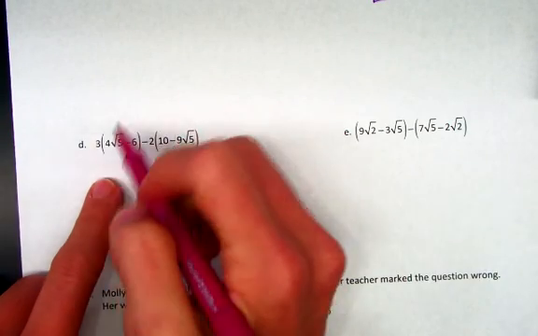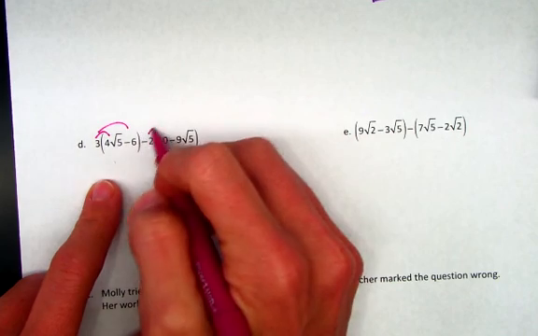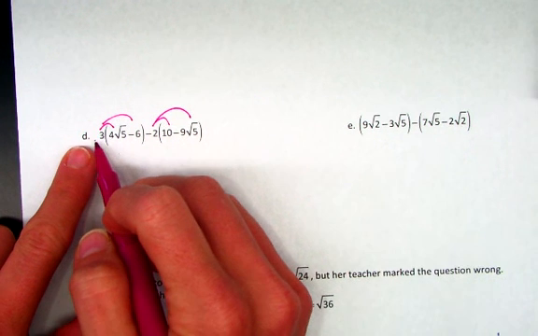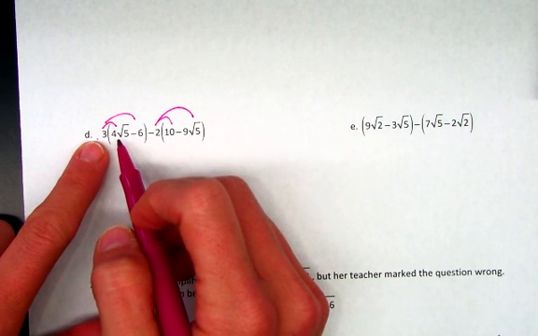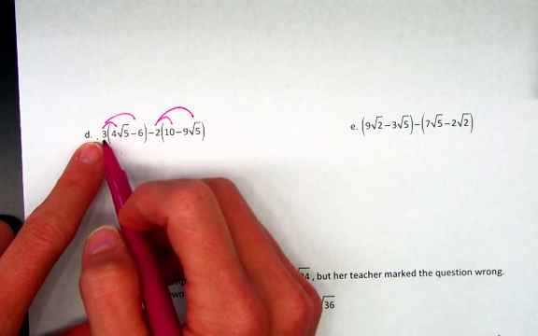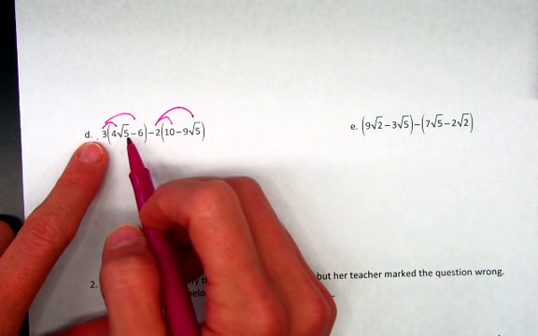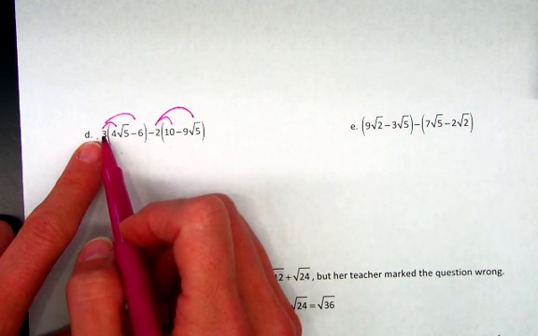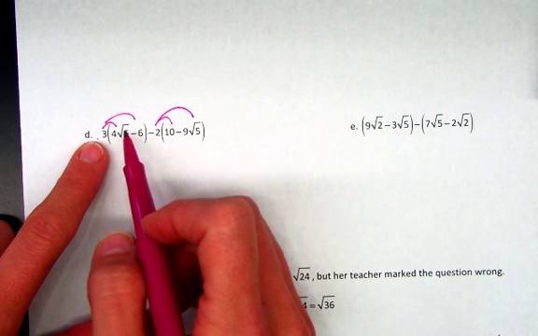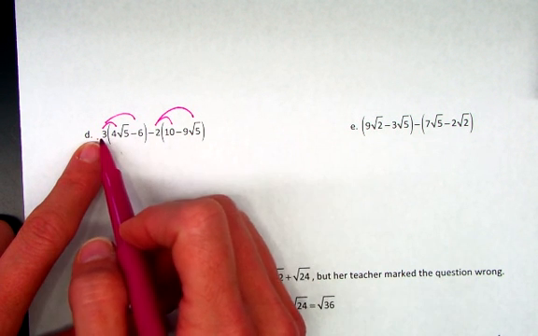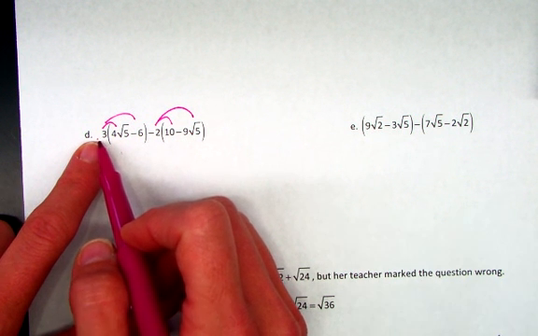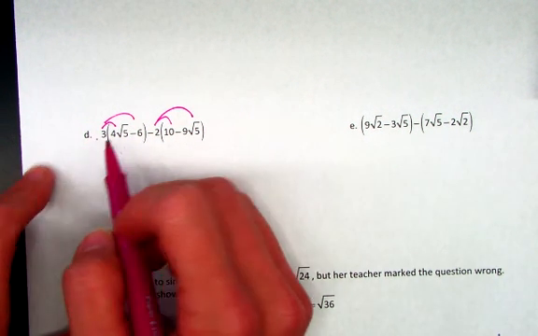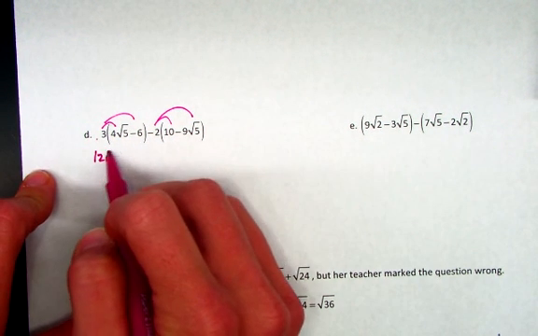For D, we need to distribute first. When we distribute, notice that this is one number. This number is 4 root 5. The only number that you are going to multiply 3 by is the coefficient of root 5. So think about this as almost like 3 times 4x, because the root 5 can't be multiplied by 3 because this 3 doesn't have a root. You can only multiply roots if they have the same root. So 3 times 4 is 12 root 5.